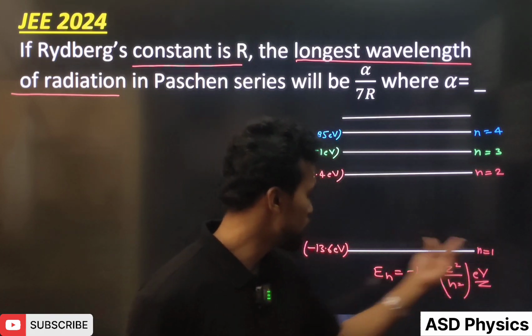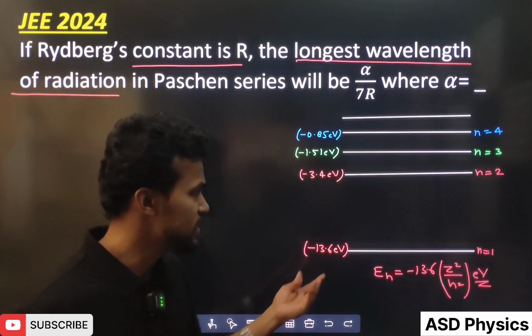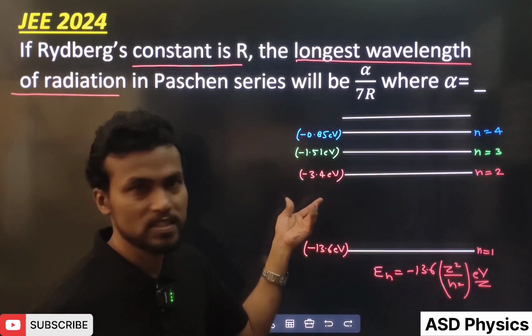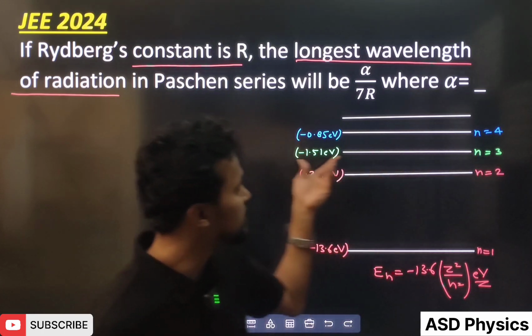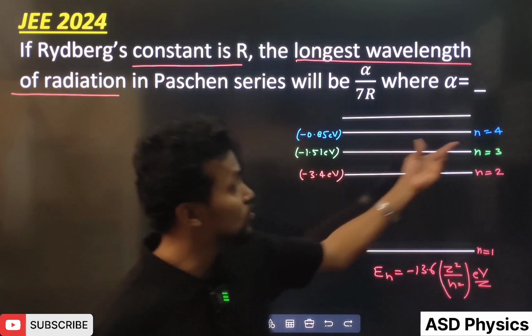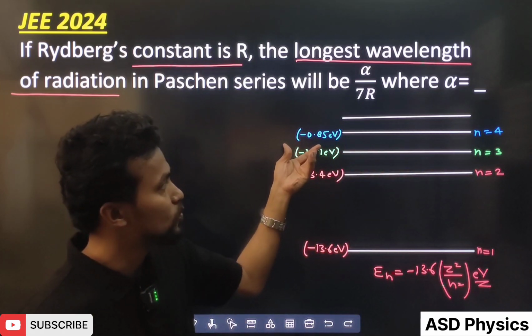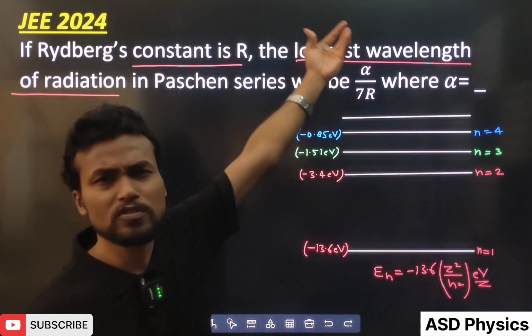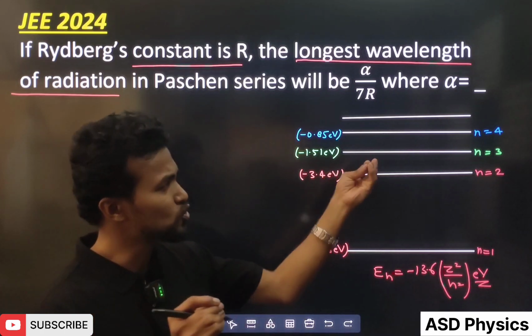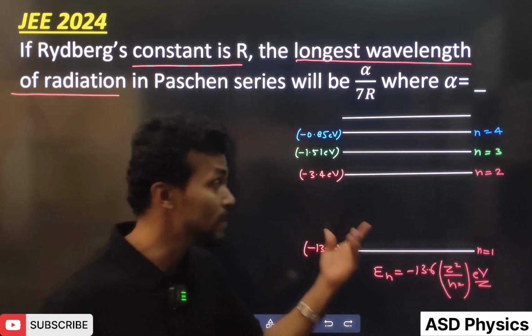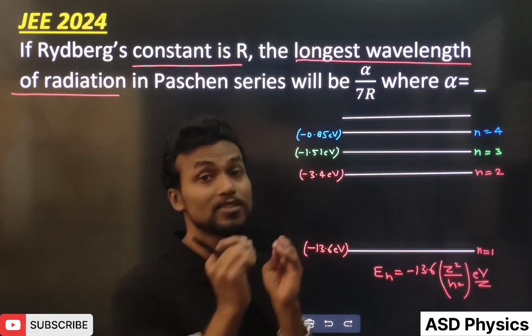So when n equal to 1, minus 13.6 electron volt, n equal to 2, minus 3.4 electron volt, n equal to 3, minus 1.51 electron volt, n equal to 4, minus 0.85 electron volt, and after that we can also calculate. But most of the time we need only this much. Why have we done this much? Because we have to understand this question very well.